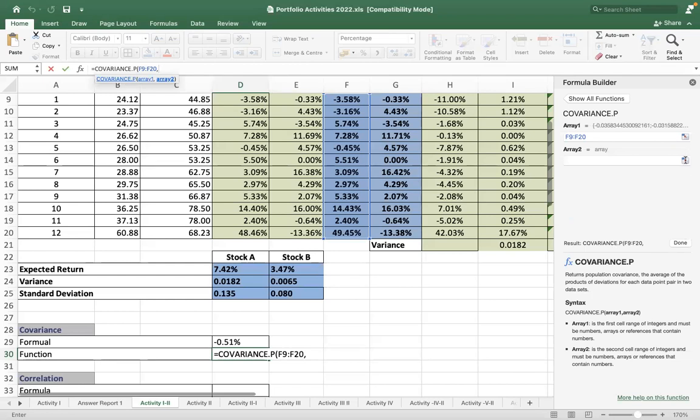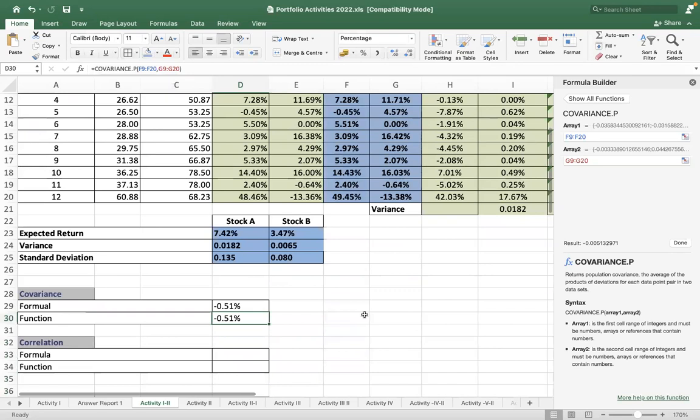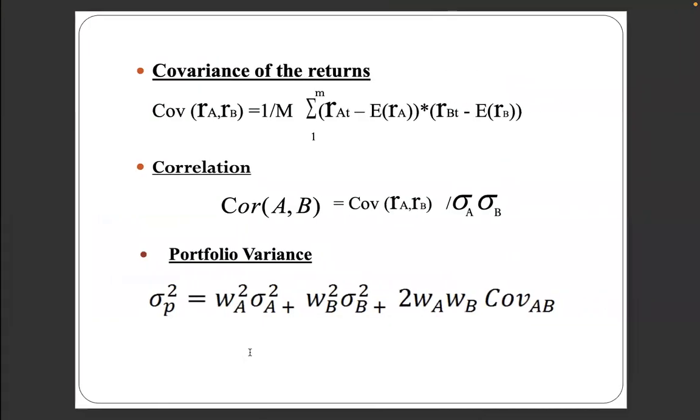Then array 2 is the stock B, returns of stock B, right? Then you can see that the result is given, done. So then close the bracket. Right, then we'll calculate the correlation.